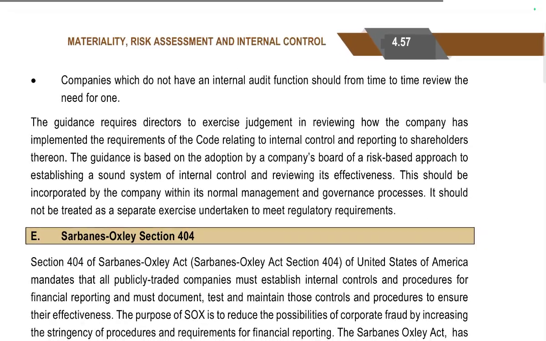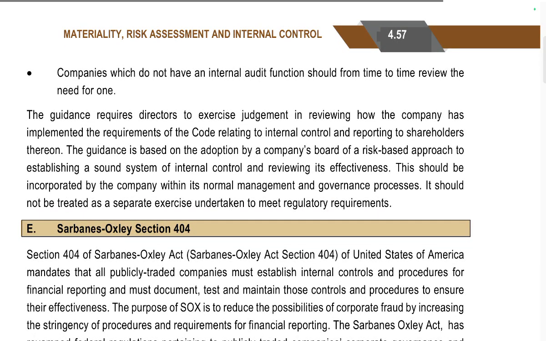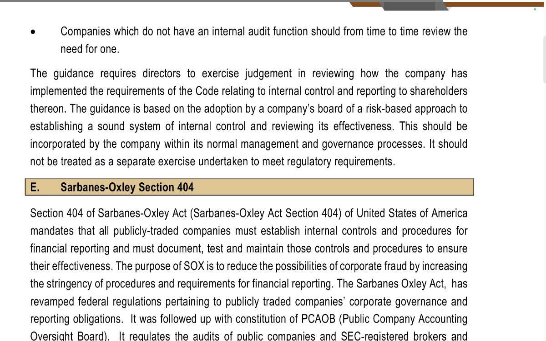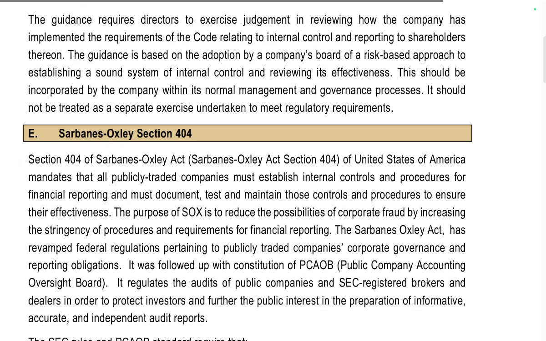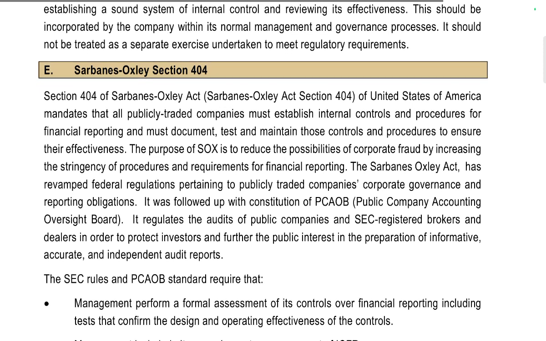Companies which do not have an internal audit function should from time to time review the need for one. The guidance requires directors to exercise judgment, reviewing how the company is implementing the requirements of the code relating to internal control and reporting to the shareholders. This guidance is based on an adaptation of the company's board and a risk-based approach to establish a sound system of internal control and review its effectiveness. It should be incorporated by the company within its normal management and governance process. It should not be treated as a separate exercise undertaken to meet regulatory requirements.